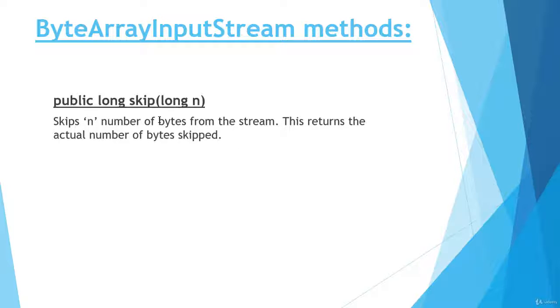Next, we have the skip method. This method skips n number of bytes from the stream. This returns the actual number of bytes skipped. So this method basically skips n number of bytes from the stream.